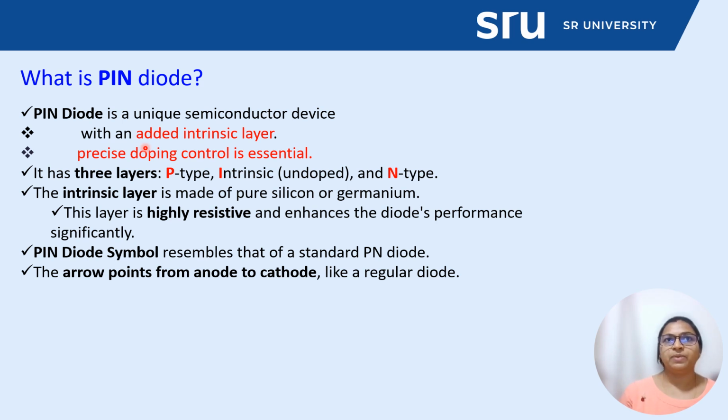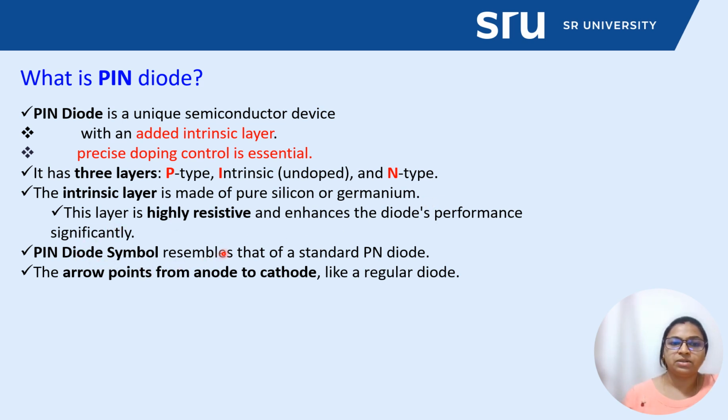It consists of a p-type semiconductor layer, an intrinsic, that is undoped, layer, and an n-type semiconductor layer. Hence the name is PIN, where P comes from p-type, I comes from intrinsic, and N comes from n-type. This intrinsic layer is mostly made of pure silicon or germanium. This layer is highly resistive and enhances the diode performance significantly.